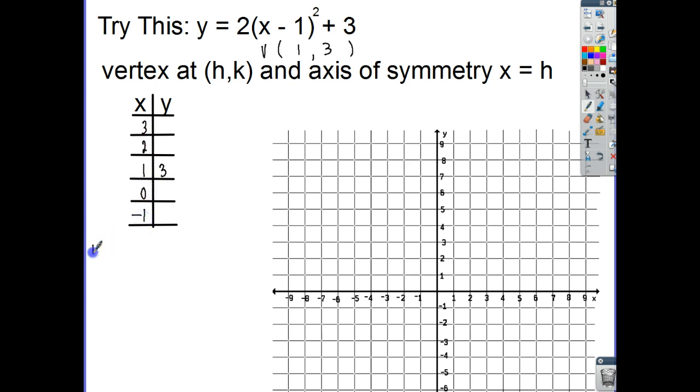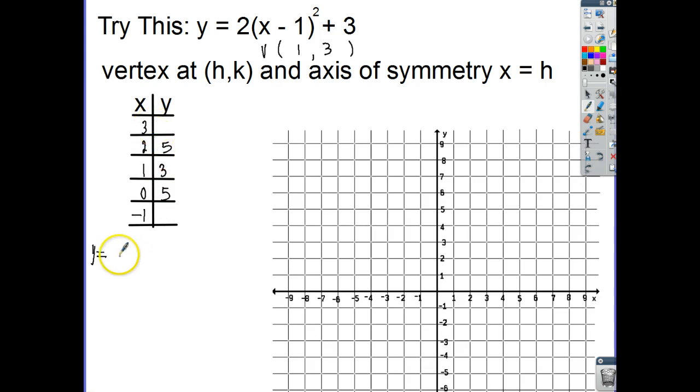All right, we're going to plug in these numbers. We don't have to plug them all in, but let's start with 2 this time. So we have 2 times (2 minus 1) squared plus 3. 2 times 1 squared plus 3. 2 times 1 plus 3. 2 plus 3, we get 5. 5 goes here. 5 also goes here.